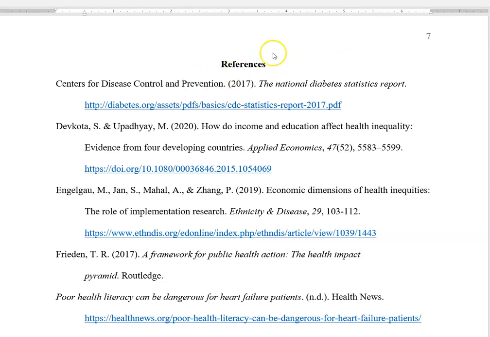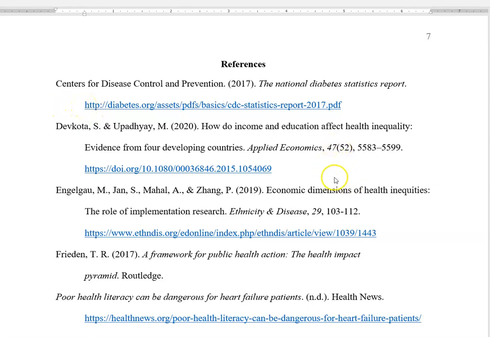At the very top should be the word references in bold. Your references, as you see, are in alphabetical order. Some other ways of doing references, we'll do them in the order in which they're listed in your paper, but APA does it in alphabetical order the same way that MLA does. Okay, also if you notice, the first line of each entry is aligned to the left, and every subsequent line of that entry is indented 1 tab.